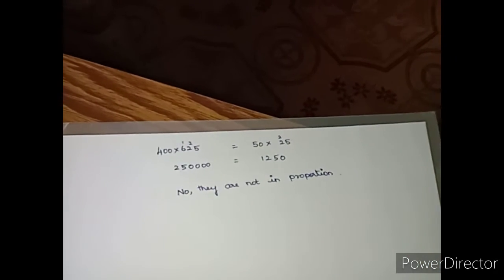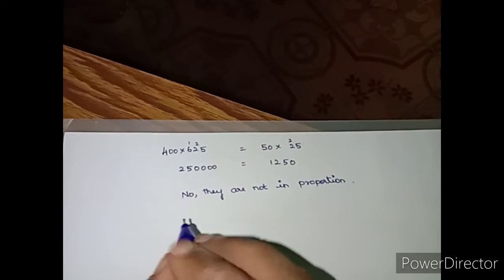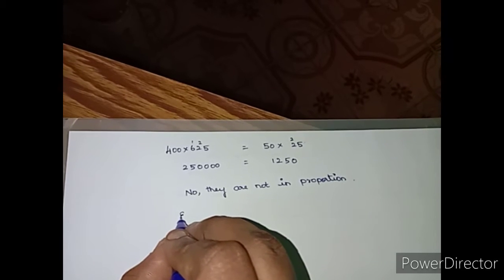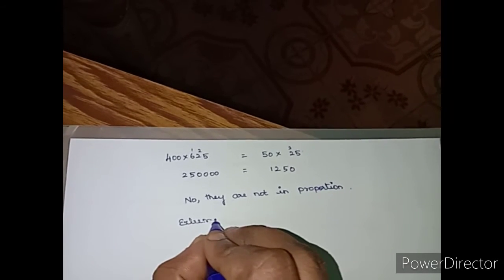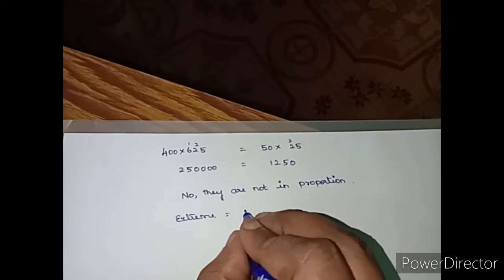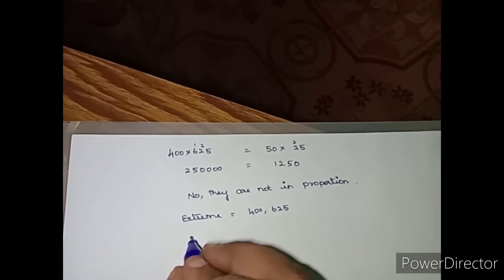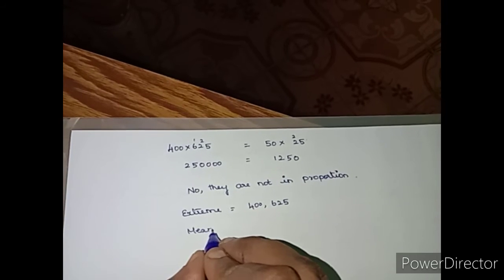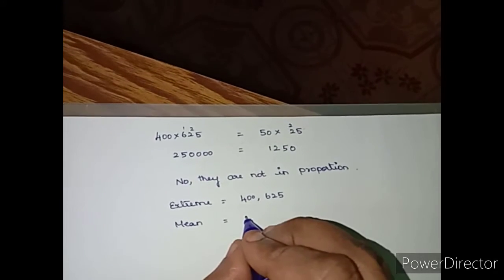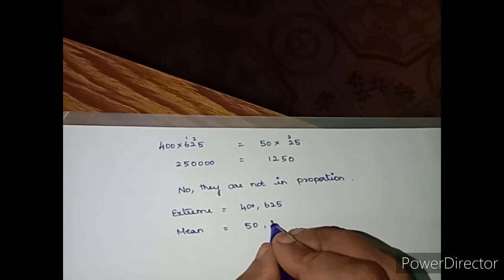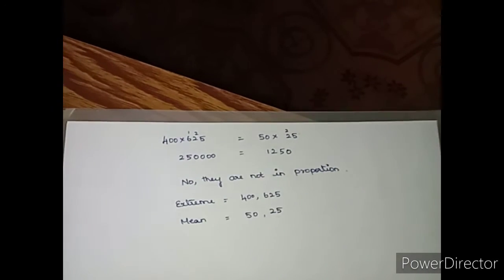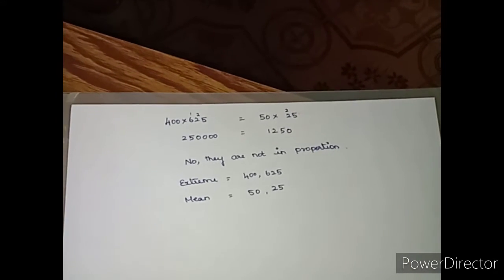If it is in proportion or not, we have to write what is the extreme and what is the mean. So what is the extreme? The biggest one, the largest one is 400, 625. And what is the mean is 50 and 25. Okay, we'll go with the next sum.